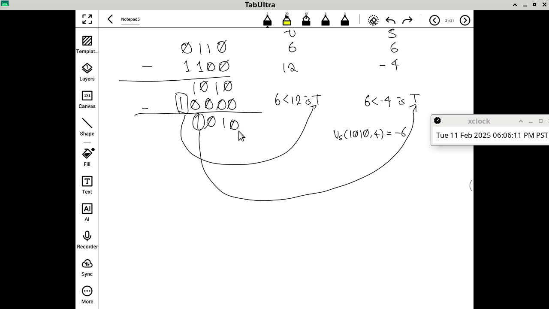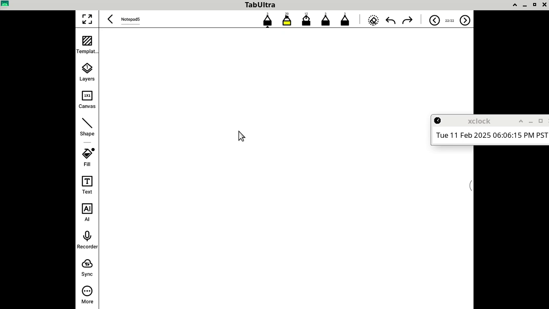Nope. Has nothing to do with T4. T4 is fine. All right. So let's go to a new page here.